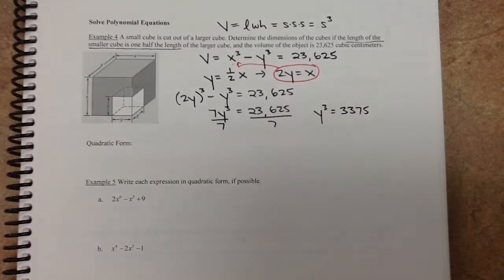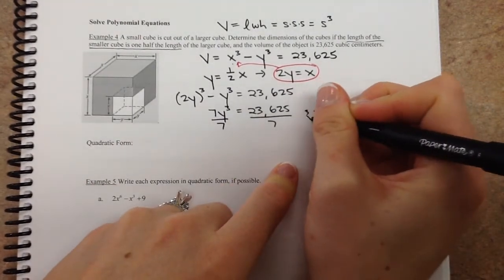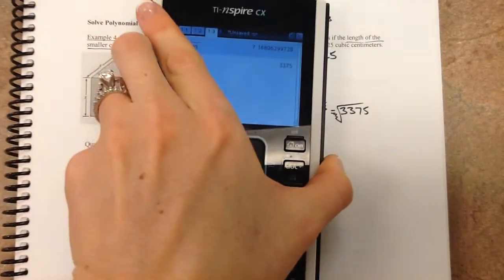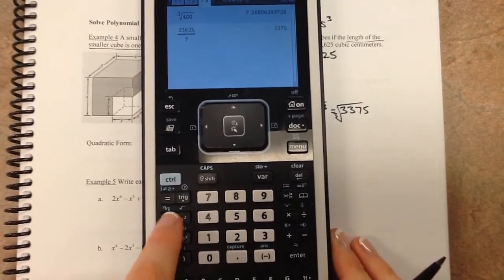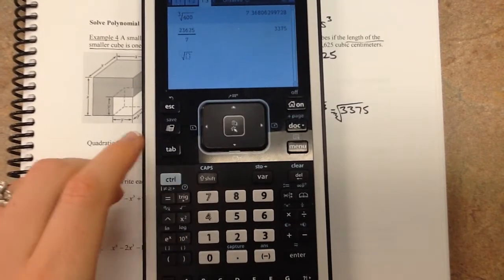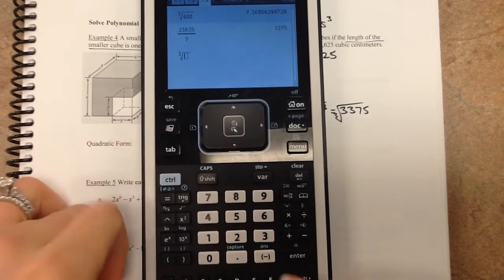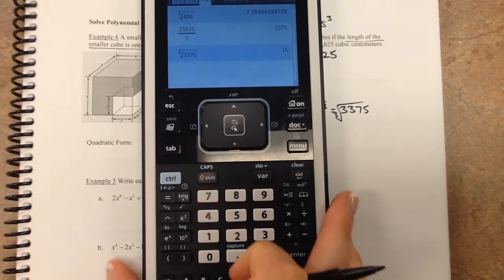3375. And then what we do to get the y by itself is we cube root, because this is being cubed. So the opposite is to cube root. It's just like squaring and square rooting. So let me show you that button on the calculator. See next to the square root, the square root is in blue, and then it says n root x. So hit control and then hit that button. And the root that we're taking is the third root, and then hit tab, and we're taking the third root of 3375. And what we come up with is 15.